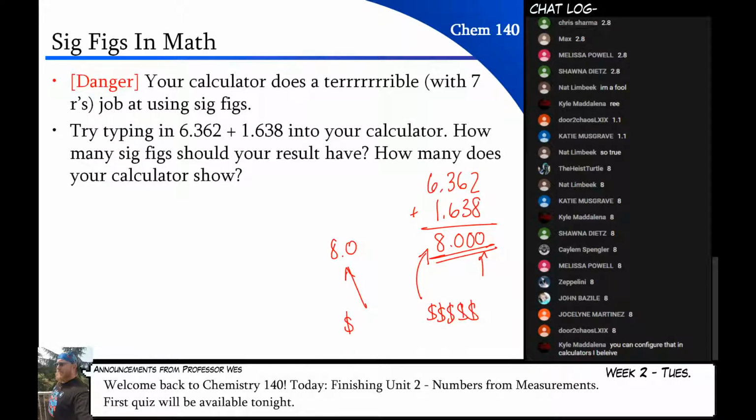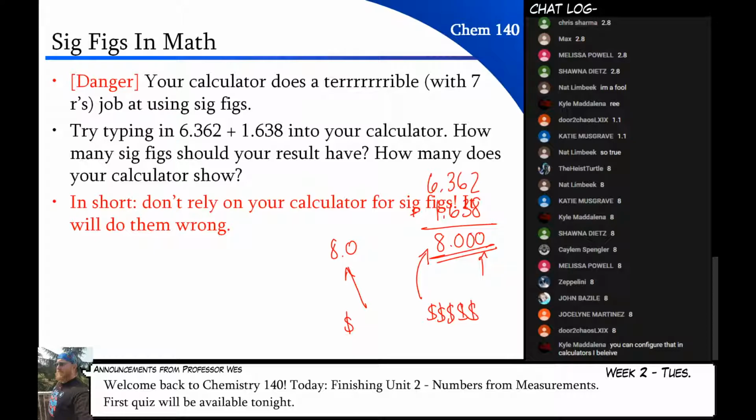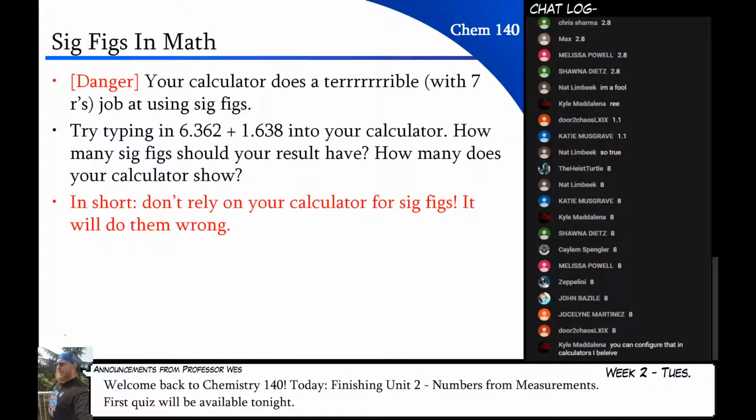Now, you can configure it into calculators, but what you oftentimes have to do is tell it how many decimal places you want it to show. So you can do it on a per answer basis, but the short version is, if you don't want to fiddle around with your calculator all the time, the best way to get around this problem is you can type numbers in your calculator, but do the sig figs manually. Always use these rules that we've talked about to do the sig figs and check them at the end to make sure you have the right number.